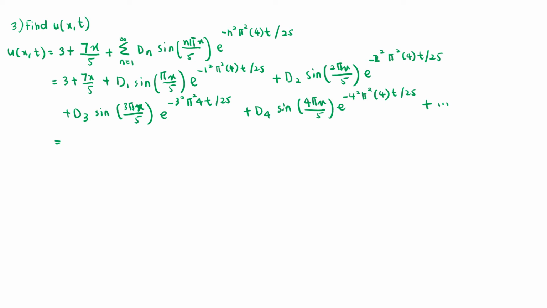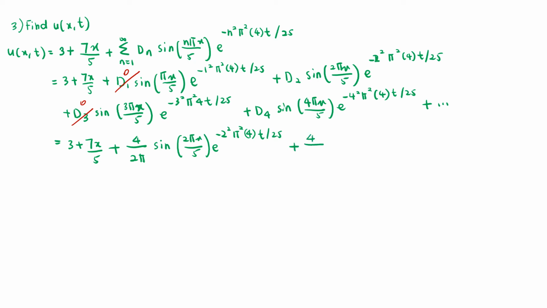So now we can substitute d1, d2 up until d4 into the equation, where we know that when n is odd, d1 equals 0. So this will be 3 plus 7x over 5 plus 0 plus d2, where d2 equals 4 over 2 pi, plus 4 over, d3 is 0, so now n equals 4, 4 plus 4 over 4 pi sine 4 pi x over 5 to the power of negative 4 squared pi squared 4t divided by 25.